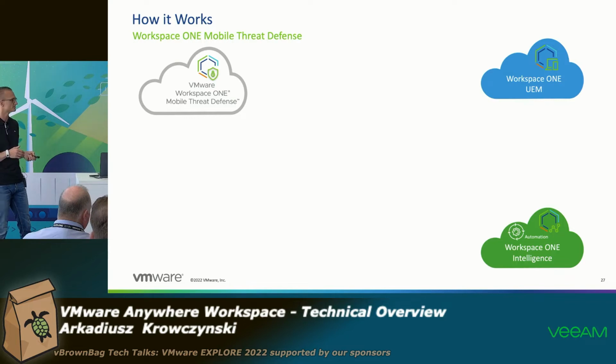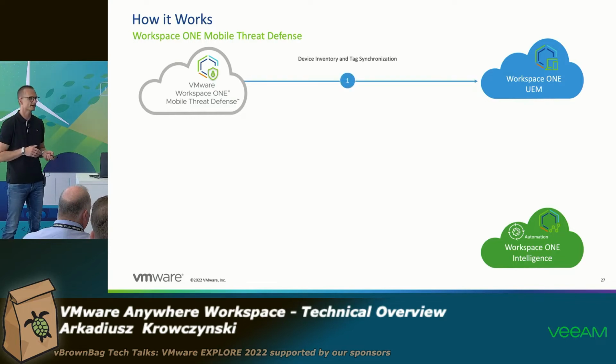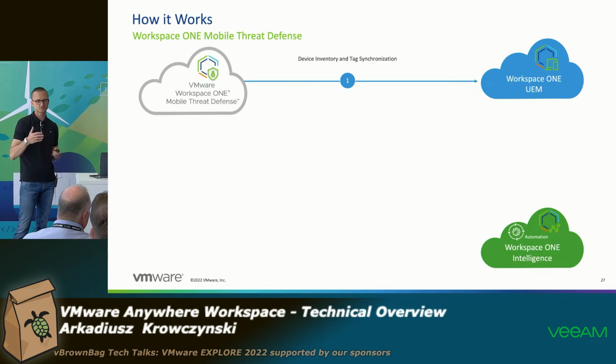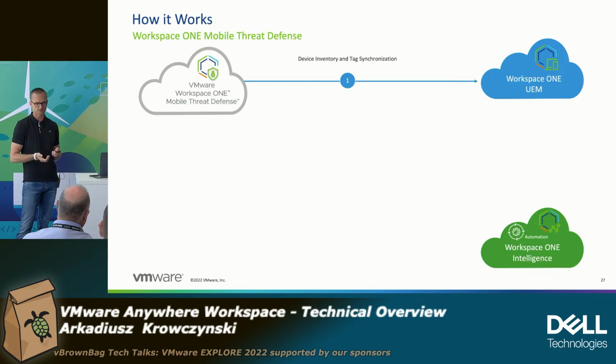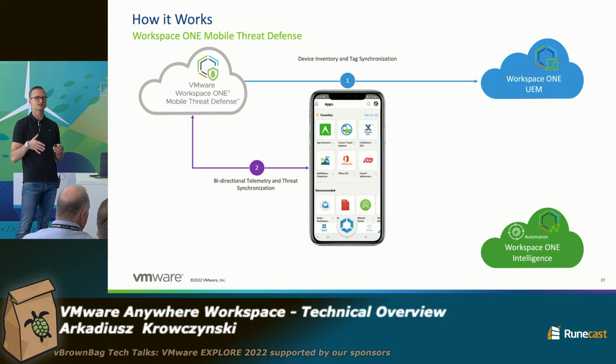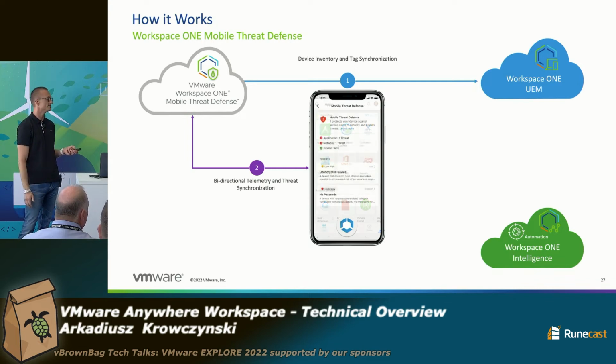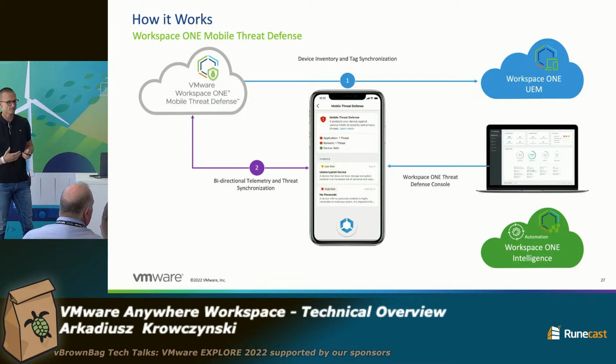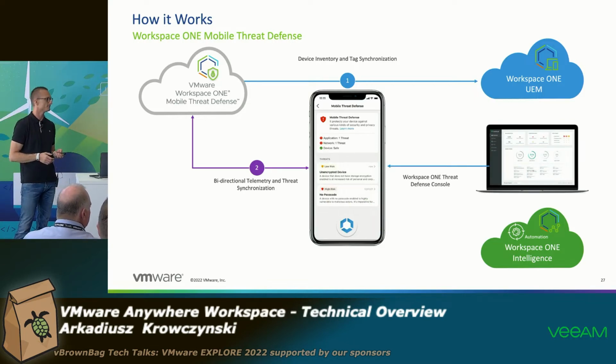The mobile threat defense console is collecting the device data based on tags, for example, pending, activated, infected. There are many options that can be configured on the mobile threat defense side. Then for sure, the telemetry and threat synchronization is happening between our Intelligent Hub SDK and the mobile threat defense. And when it comes to an event, maybe a malware or a phishing SMS, we are collecting this data and creating automation and alerts within mobile threat defense, the Workspace ONE SDK, and for sure, again, our Workspace ONE Intelligence platform.